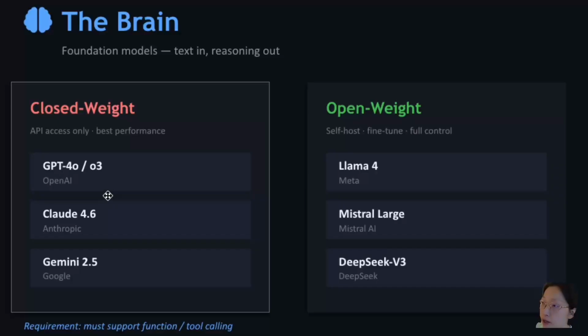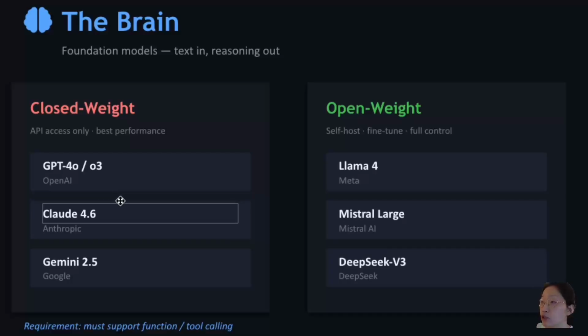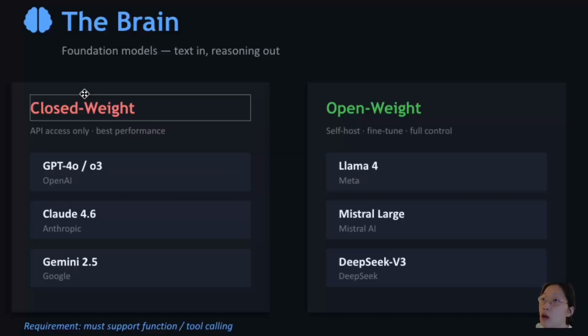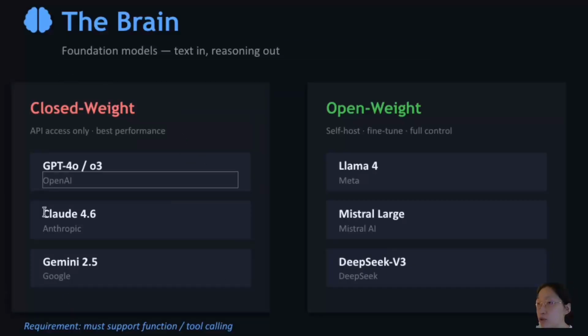Essentially, the brain is about the foundational models. It takes text as input and outputs text. So text in, text out. And there are mainly two categories of foundational models. One is the closed-weight models. As you can see here, we have GPT models from OpenAI, we have Claude models from Anthropic, and then we have the Gemini models from Google. So these closed-weight models, as you can see, many of them are commercialized models.